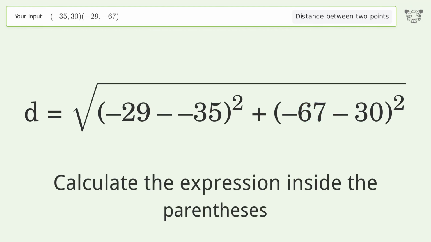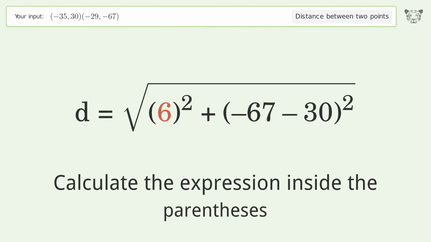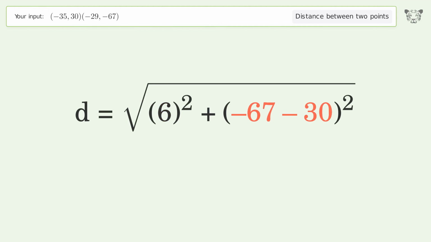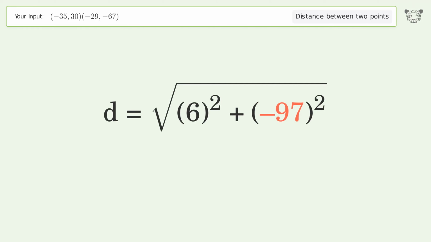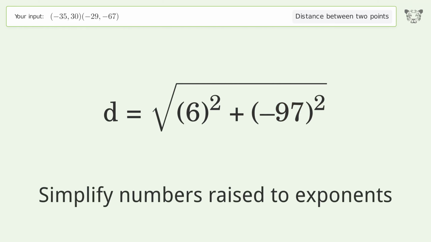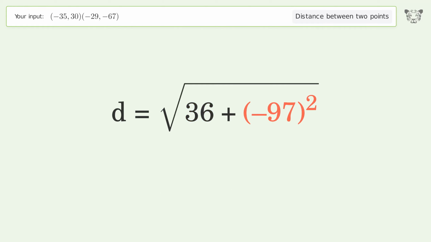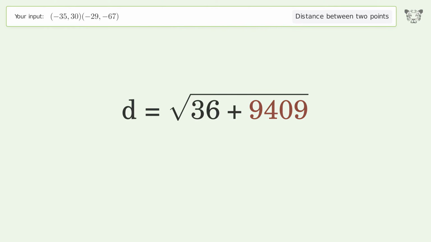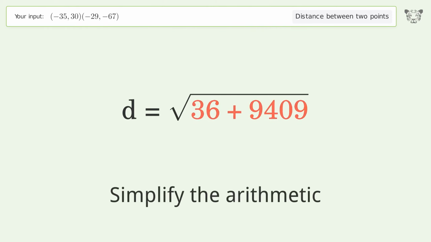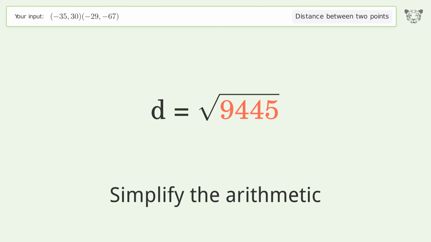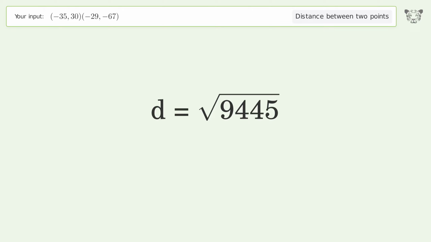Calculate the expression inside the parentheses. Simplify numbers raised to exponents. Simplify the arithmetic. And so the distance between the 2 points is the square root of 9,445, or 97.185.